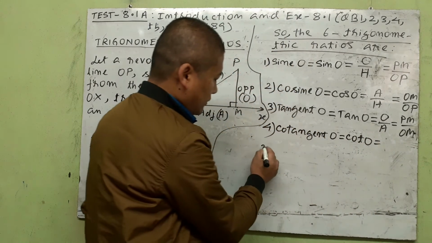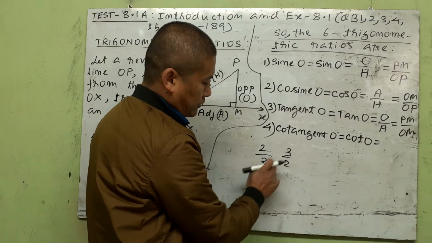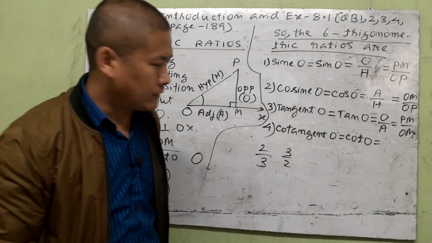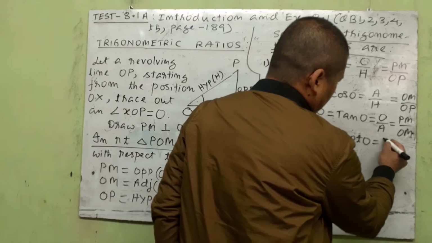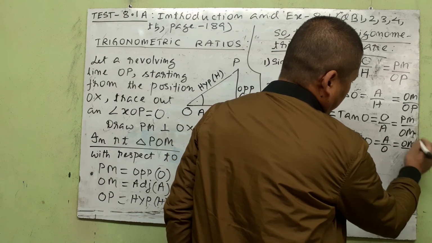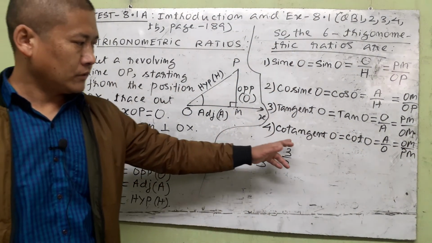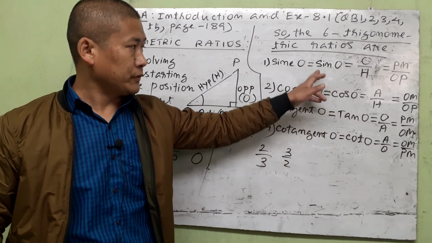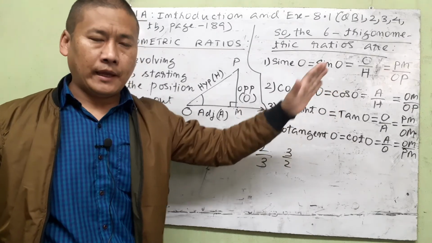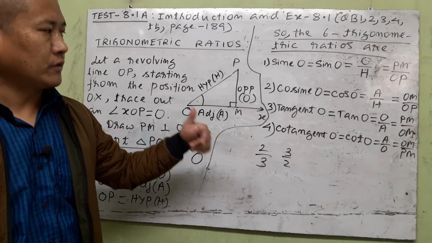So reciprocal means the reciprocal of 2 by 3 is, that's right, 3 by 2. Down will go up, up will come down. We learned this in our lower classes also, 7, 8, right? So here, this A will go up and O will come down. So OM will go up, PM will come down. So this cot O is simply the reciprocal of tan O. So if we memorize sine O by H, cos O, A by H, and tan O by A, the last 3 we need not memorize if we know which is the reciprocal of which one.